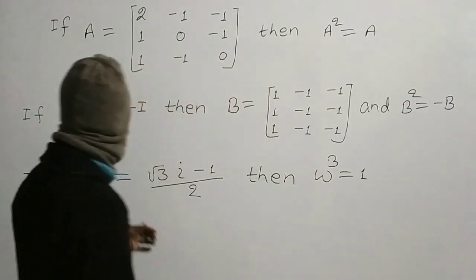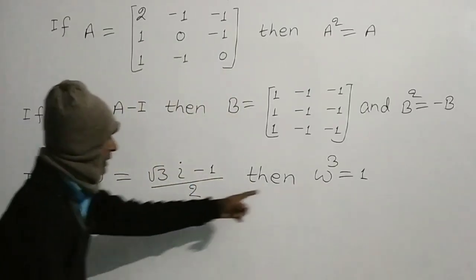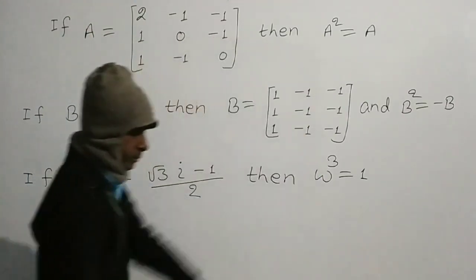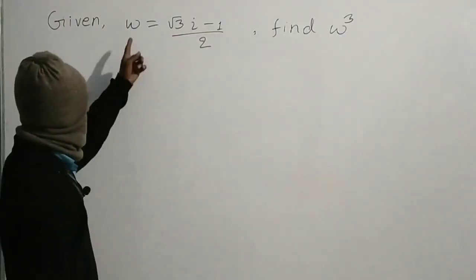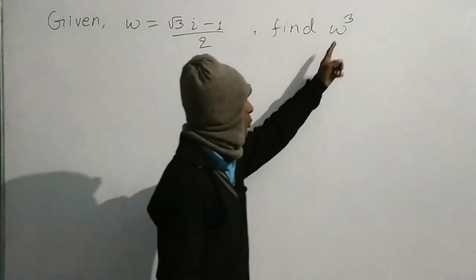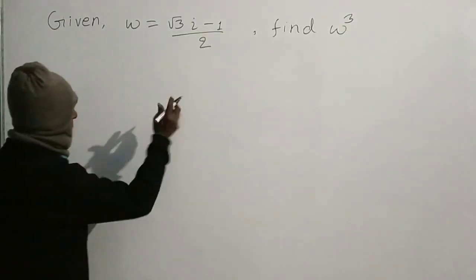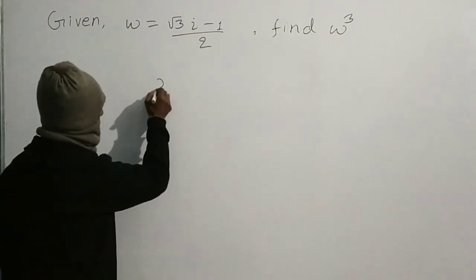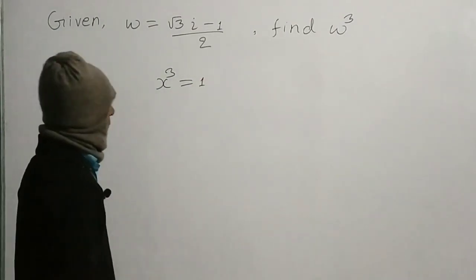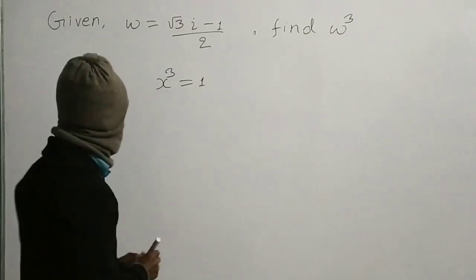At first, we start my explanation from this. Then we will explain this. Then we will explain this. Given omega is equal to root 3i minus 1 by 2, we have to find the value of omega cube. We write here an equation x cube is equal to 1, and we want to solve this equation.